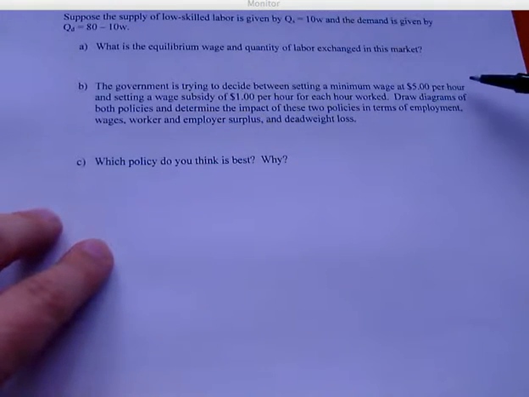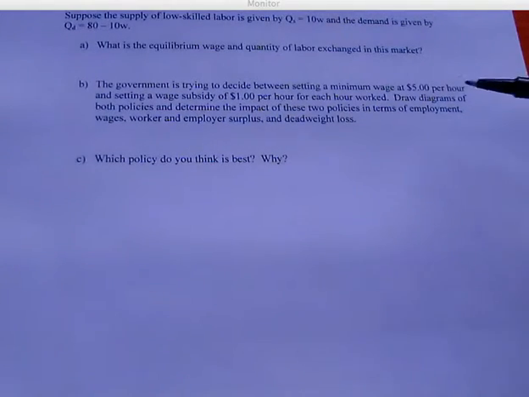So a minimum wage is going to be a price floor because the price can't go below that, and then a wage subsidy is just going to drive a wedge in between the price to the buyer and the price to the seller. But instead of a tax where the price to the buyer is higher than the price to the seller, in a subsidy, the price the buyer pays is lower than the price the seller receives. So we're going to have to work through that.